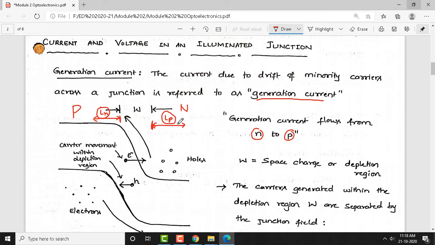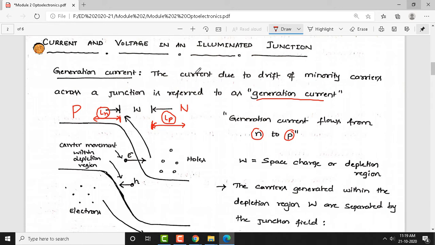Once again I repeat, LP is the average distance a hole travels before it gets recombined with an electron. LP stands for diffusion length for holes, the average distance a hole can travel before it recombines with the electron. Ln stands for the average distance an electron can travel before it recombines with the holes in the p region. So, Ln and LP are very important here.